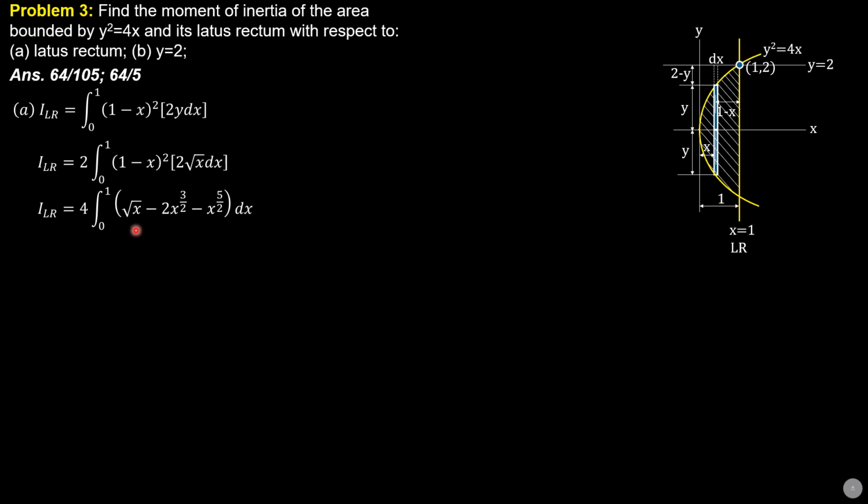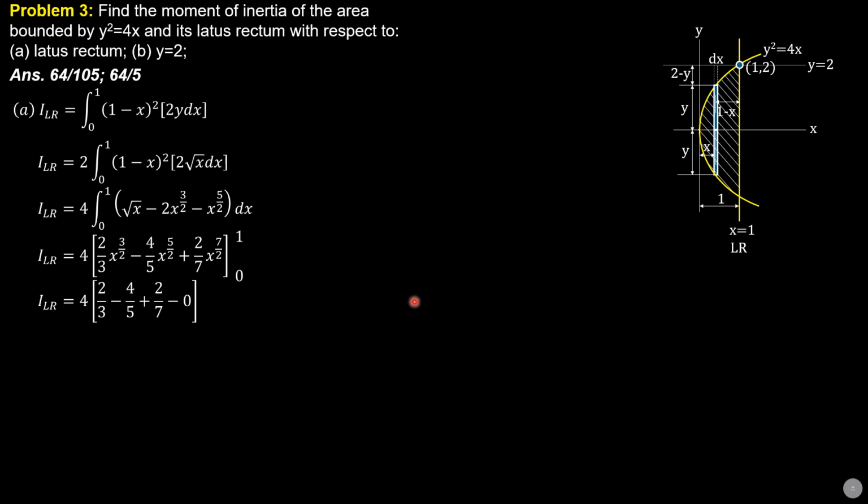Evaluating manually by the power formula, 4 times (2/3 x to the 3/2 minus 4/5 x to the 5/2 plus 2/7 x to the 7/2) from 0 to 1. So this is just 4 times (2/3 minus 4/5 plus 2/7) minus the lower limit 0. So it is equal to 64 over 105.